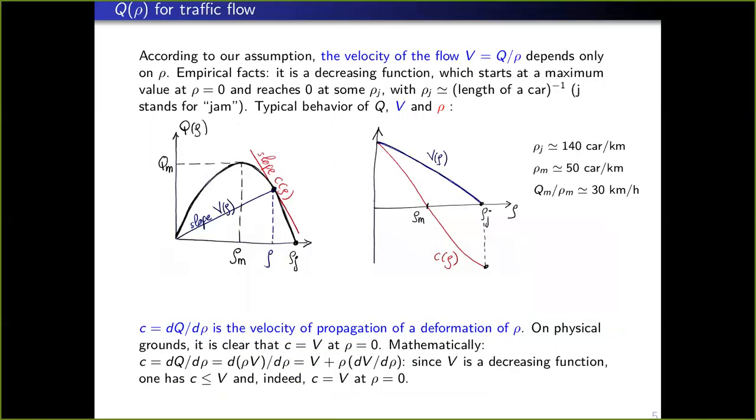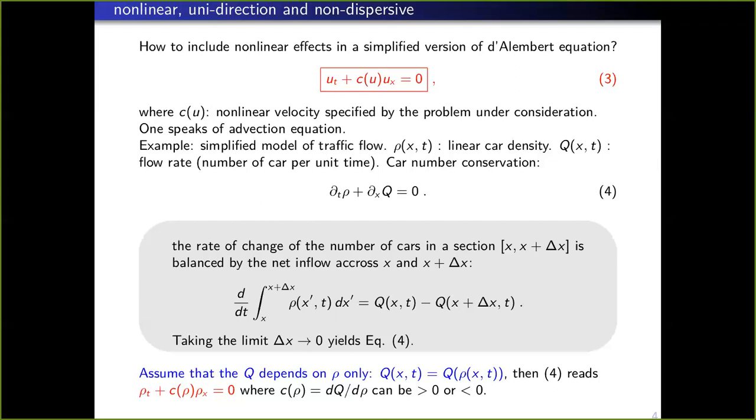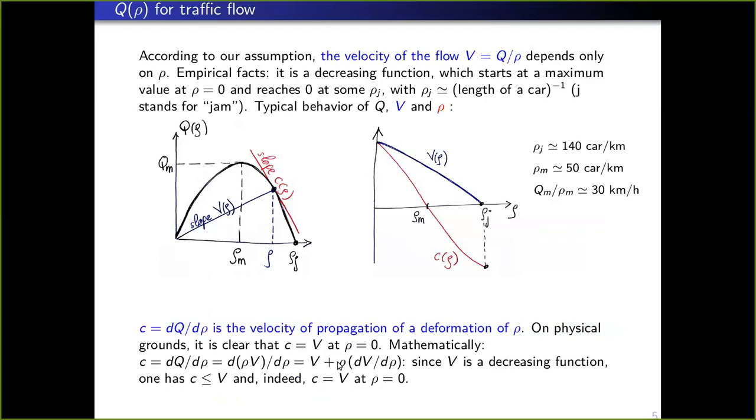Let's continue and see how Q of rho behaves. So this Q of rho, how should it behave? According to our assumption, Q is a function of rho only. So Q of rho divided by rho, let me call it V, is a function of rho only. And of course, this V is the velocity of the flow, because the flux is written as rho V, which means that V is the velocity of the flow.